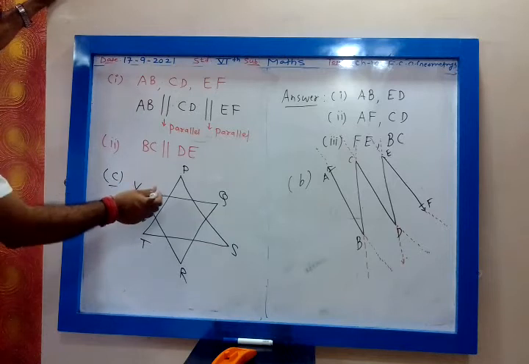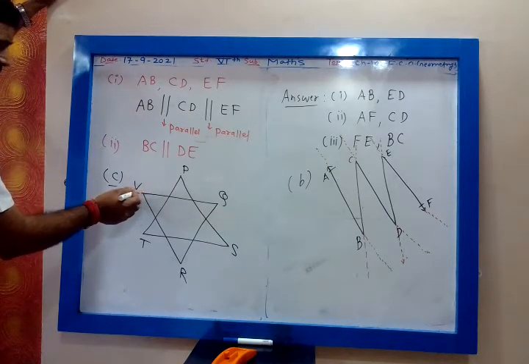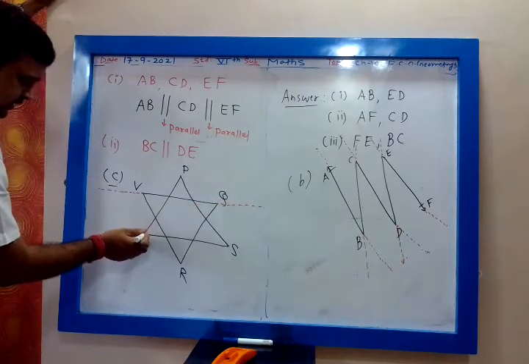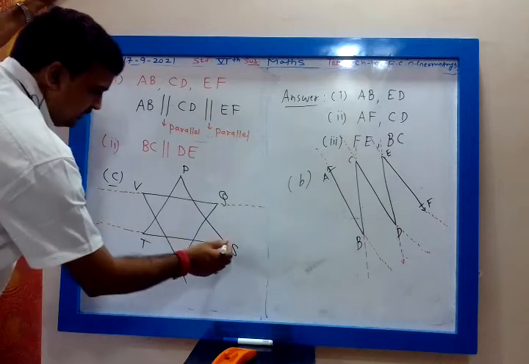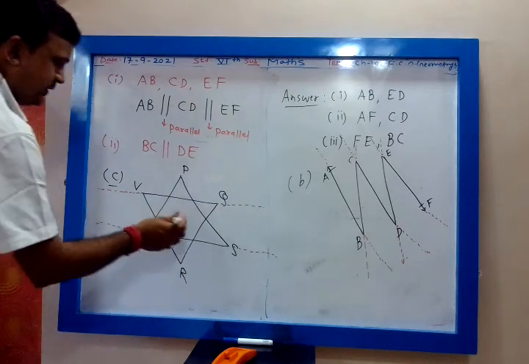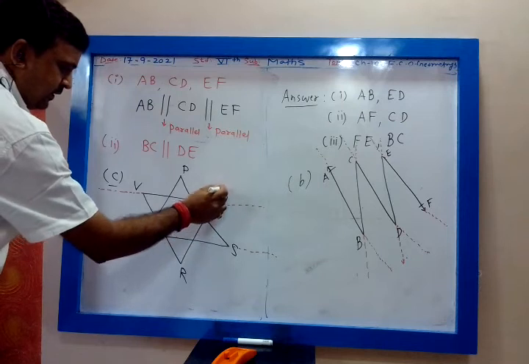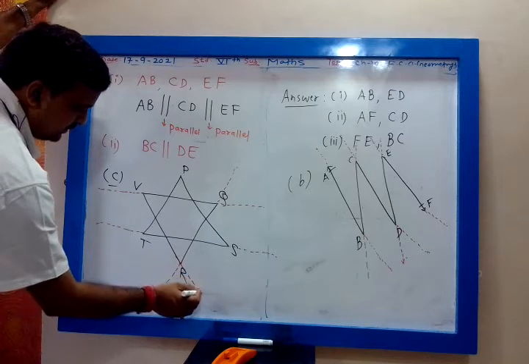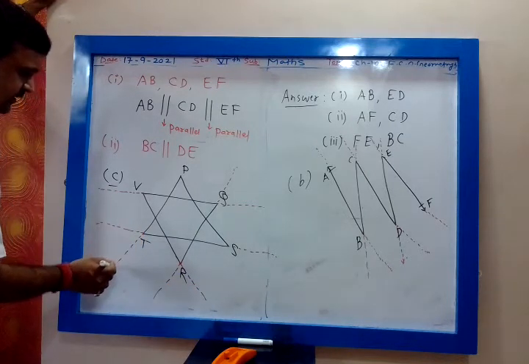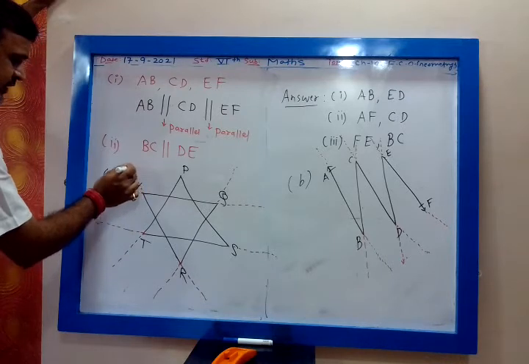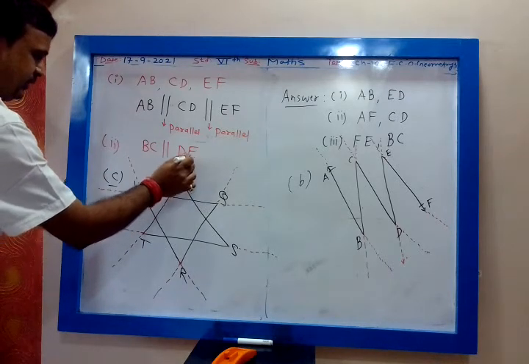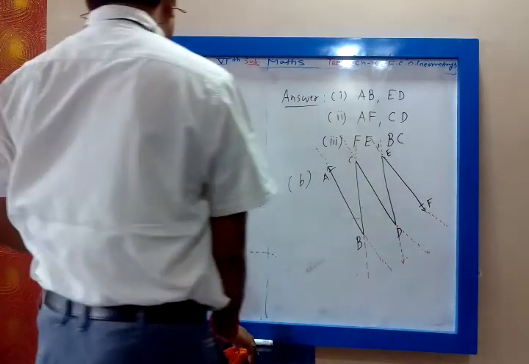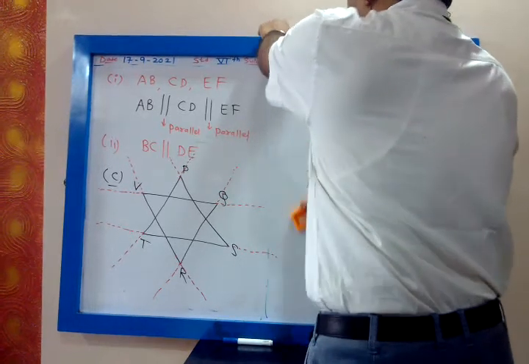Chalo. So whichever arrow end is there, that you extend. Okay? Now tell me the pair of parallel lines.